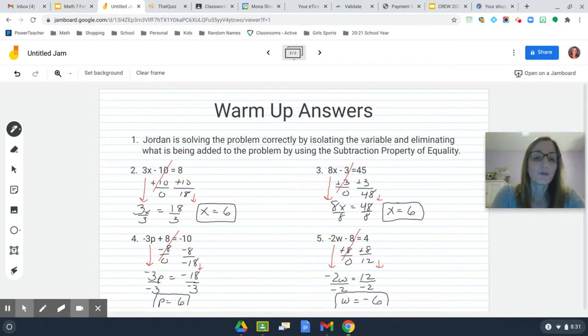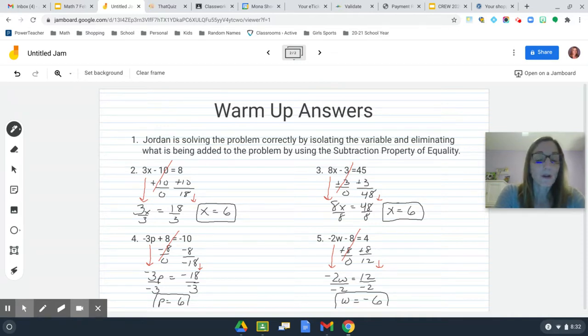Number 2, 3x minus 10 equals 8. So if you walk through those steps there, then you should have gotten x equals 6. Number 3, right next to it, 8x minus 3 equals 45. Again, walking through those steps, showing the work like we've done over the last week, you should have also gotten an answer of x equals 6.